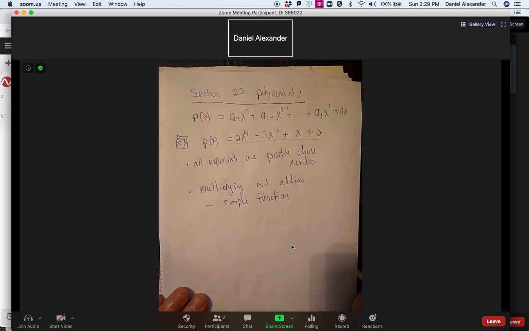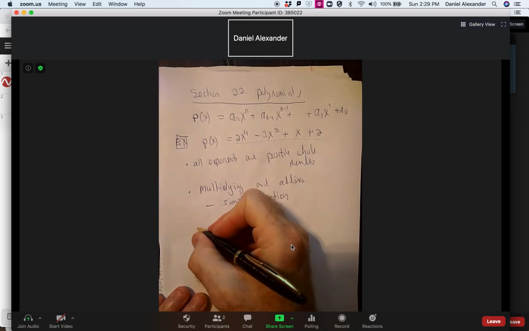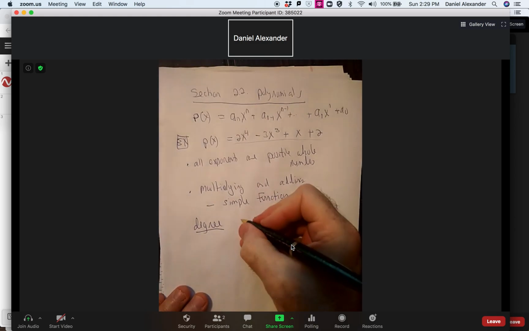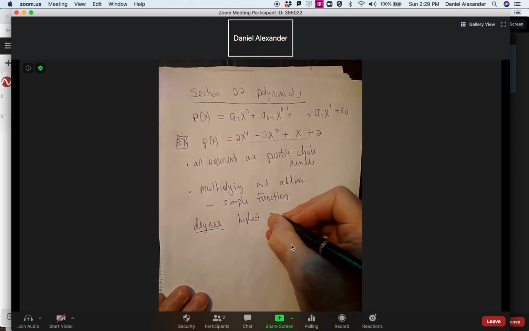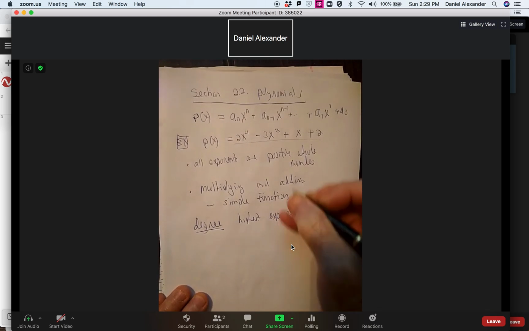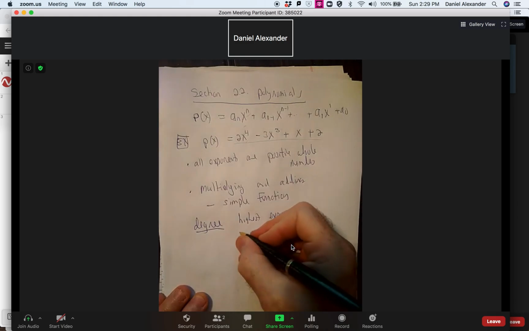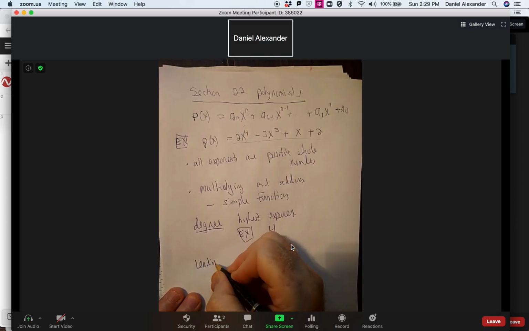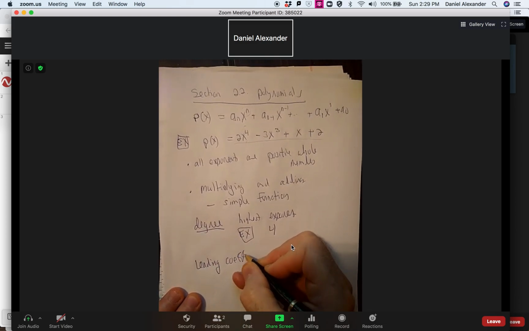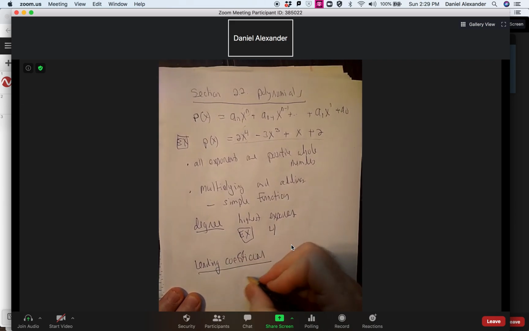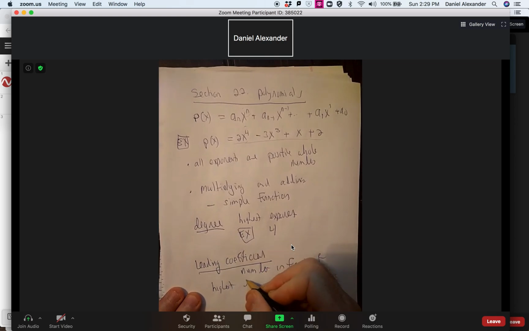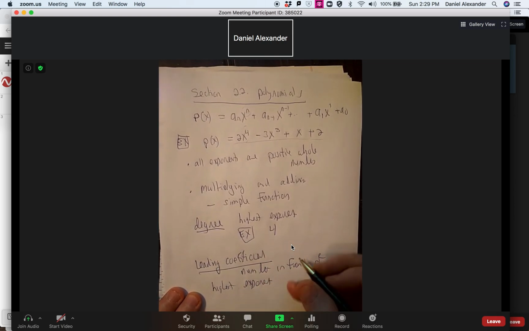So there's a lot of notation in terms. I just want to go over some of that, and then we'll do an example and talk about what I want you to look for. So there's the degree, and that's the highest exponent. That would be n here, and in the example it's 4. Then you have the leading coefficient, and that's the number in front of the highest exponent. That's going to be 2.